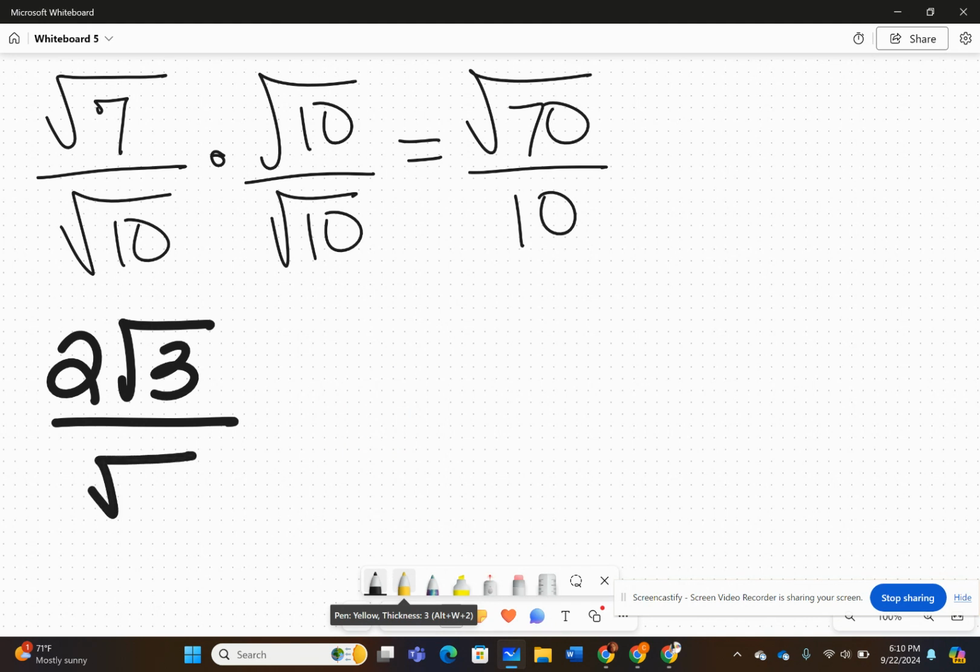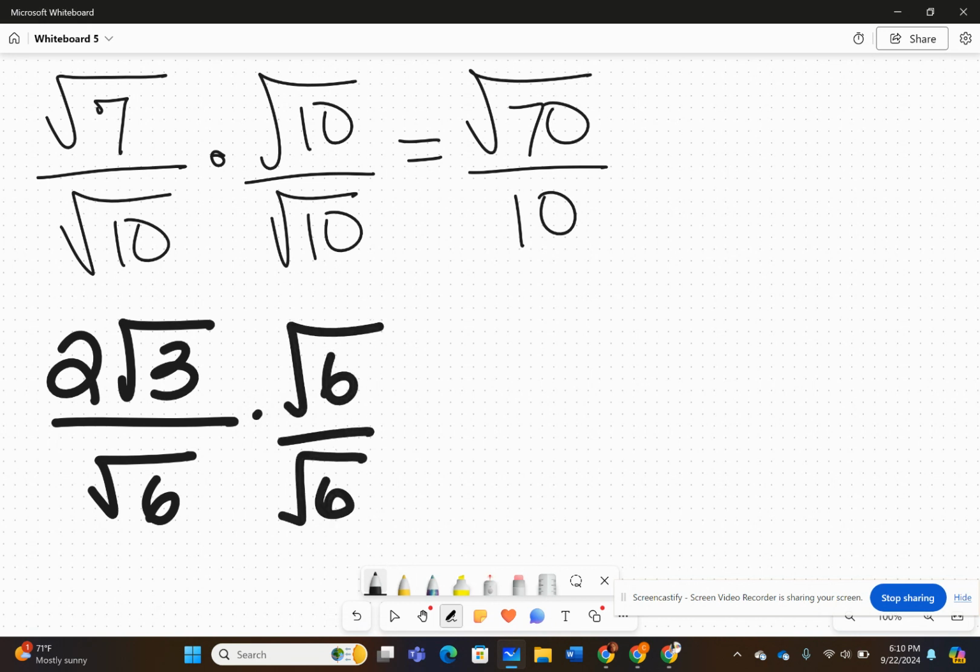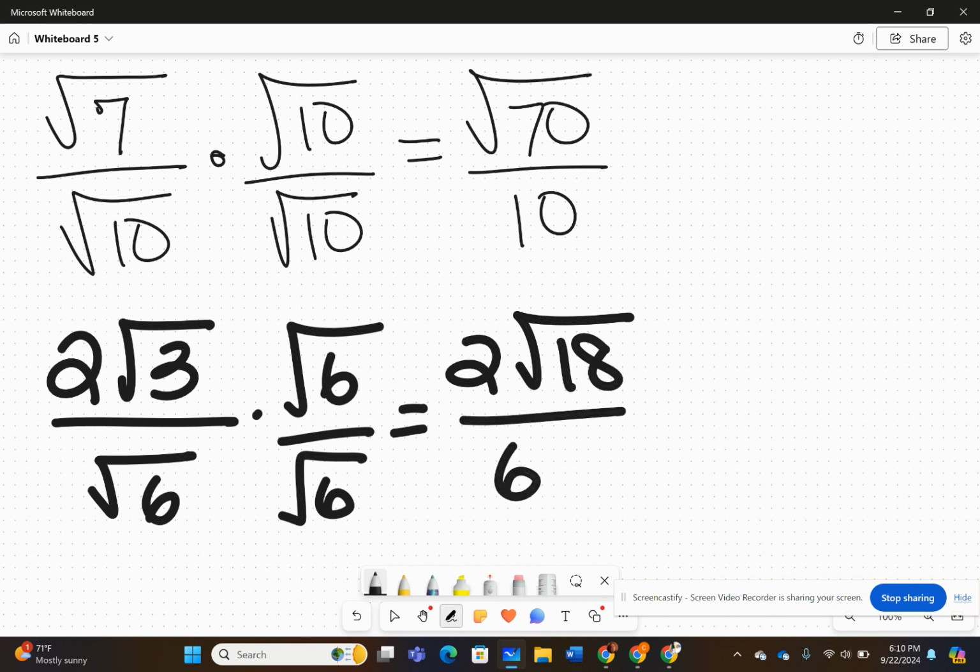let's do 2 radical 3 over radical 6. So I would multiply by radical 6 over radical 6. That gives me 2 radical 18, because you're multiplying the radicand with the radicand, over 6.